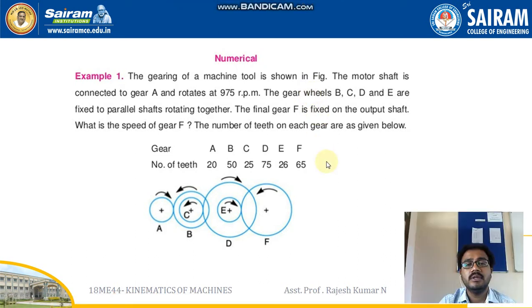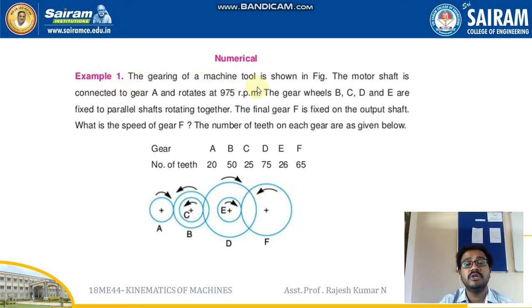Hello everyone. In this video, we will be discussing a numerical based on a compound gear train. In video 2, we had discussion on how to write the speed ratio and the train ratio equation for a compound gear train. Have a look at that particular video so that it will be easy for us to solve this problem.